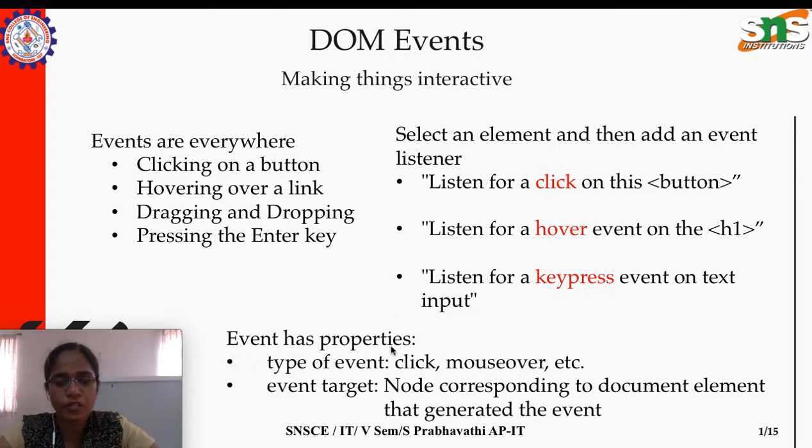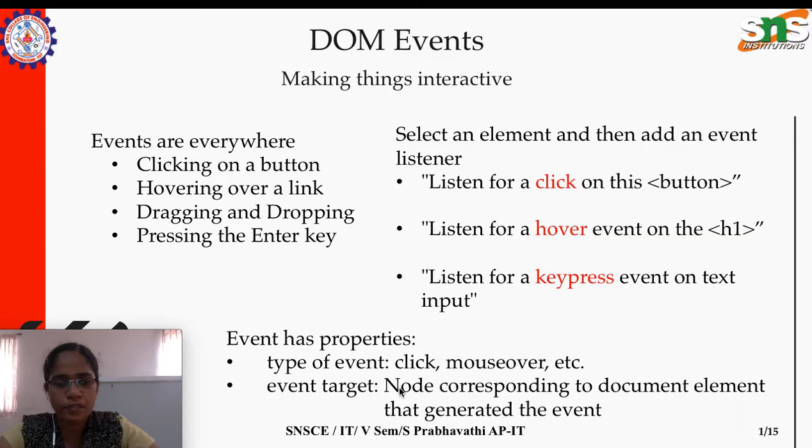Each and every event has mainly two properties: the type of the event and the target of the event. The type of the event is like the click event, hover event, key press, mouseover, mouseout, onload, ondblclick. Those are the events we have seen as attributes for the HTML elements in intrinsic event handling. And the event target is nothing but the node corresponding to the document element that generates the event.